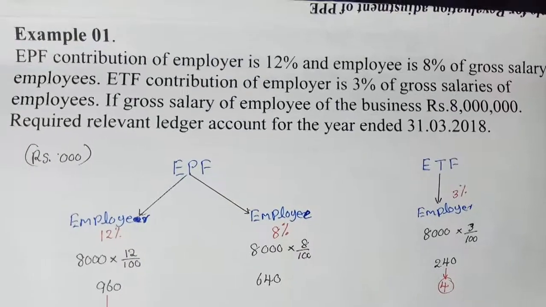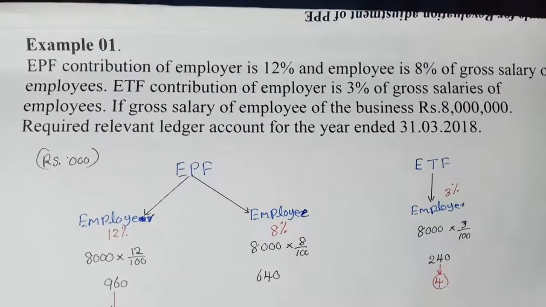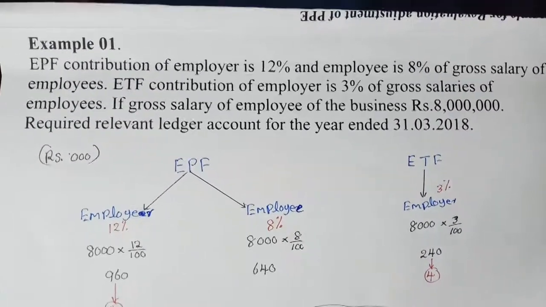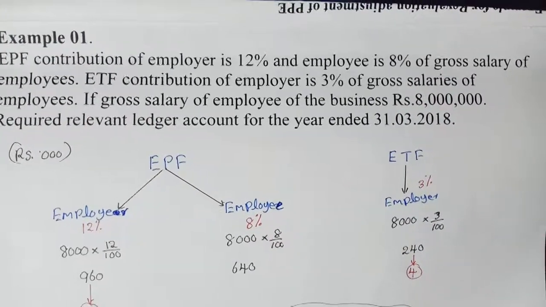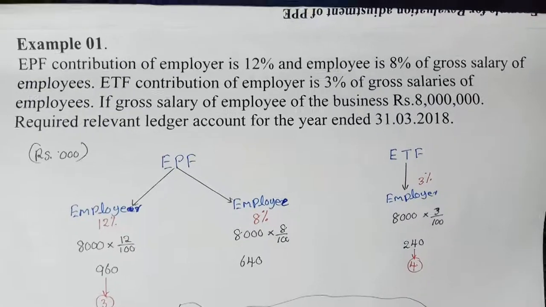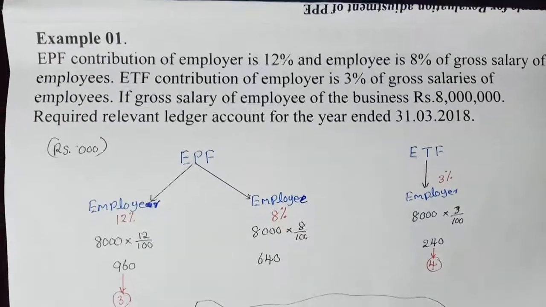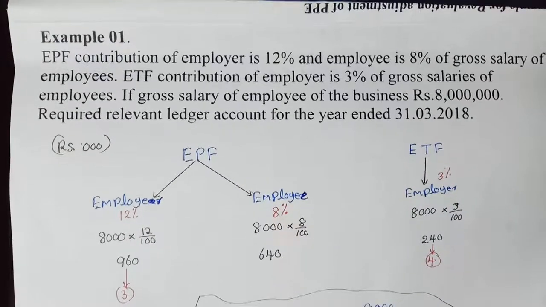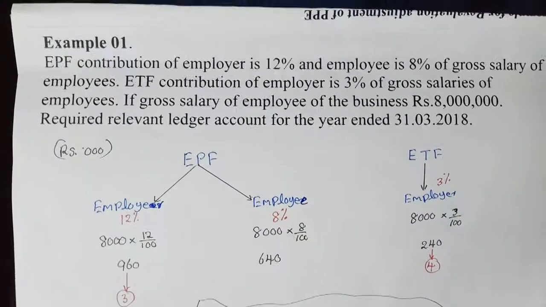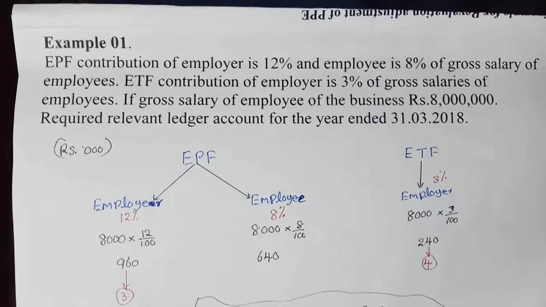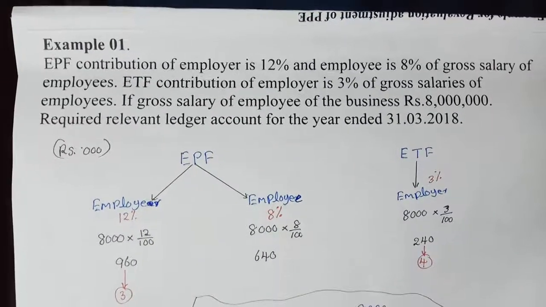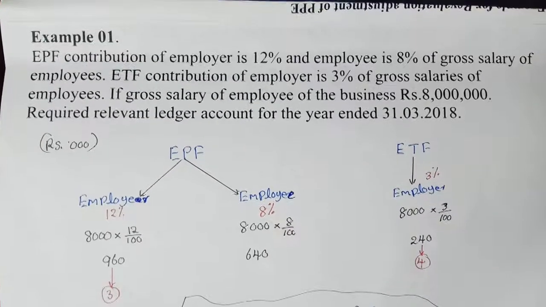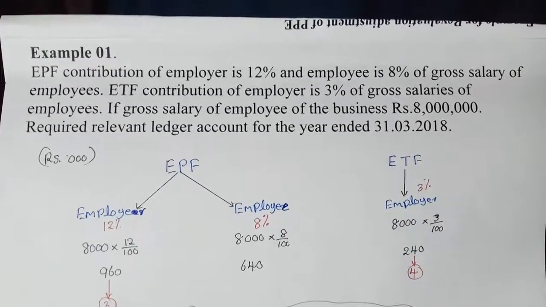Then see example 1. Read and get an idea. It has not given a trial balance. It has not been recorded. Percentages are the same: 12% employer for EPF, employee 8%, ETF employer 3%. It has given the gross salary of employees of the business, 8 million.